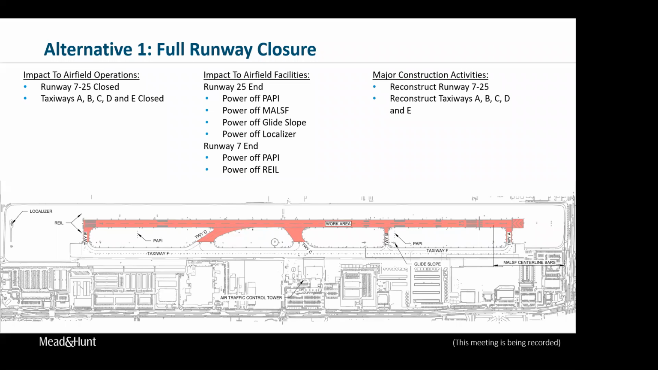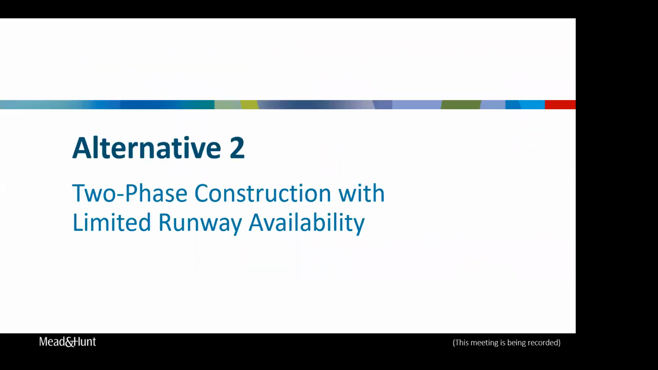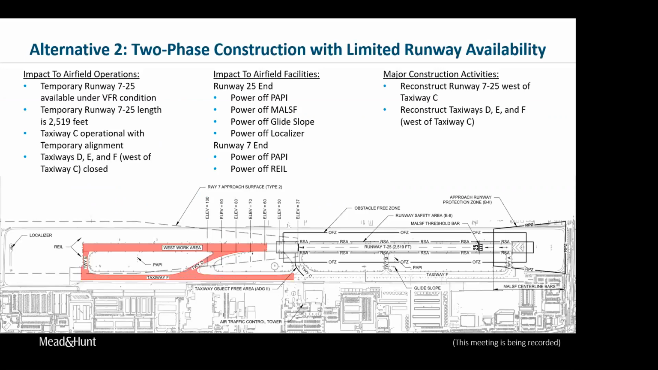Thank you very much, Jeanette. If we can go to the next slide, please. So the next thing we wanted to look at is, instead of closing the entire runway for the project, is it possible to do partial runway closures and still be able to operate at a reduced length? And if so, how many phases would you need in order to accomplish that? So if you go to the next slide, you'll see the first example of what this might look like. This is, in essence, a two major phase situation where you're constructing one half of the runway and then constructing the other half of the runway.